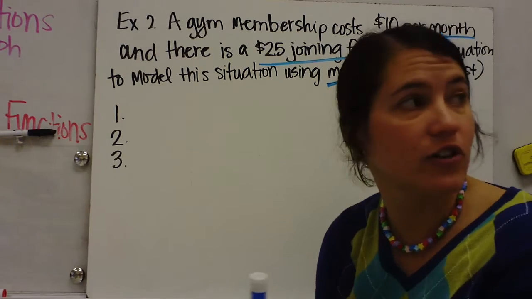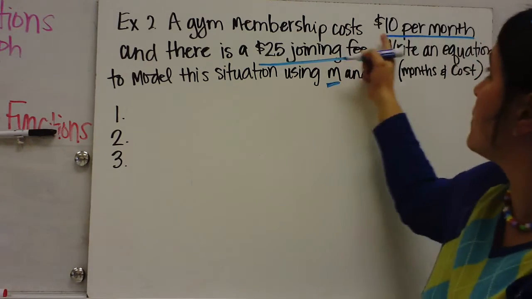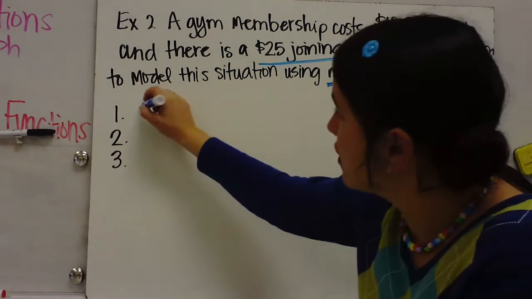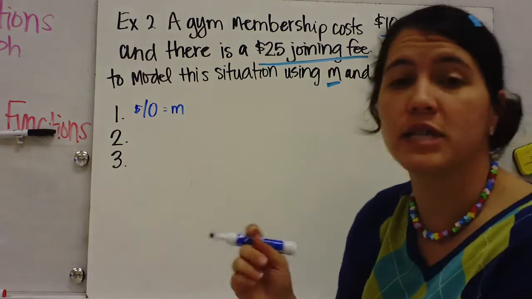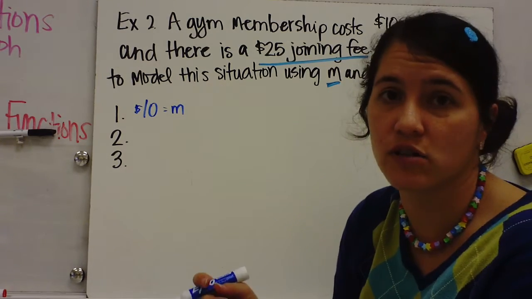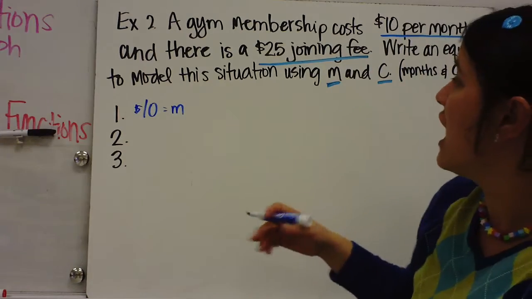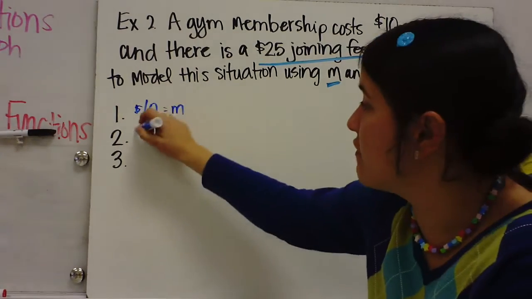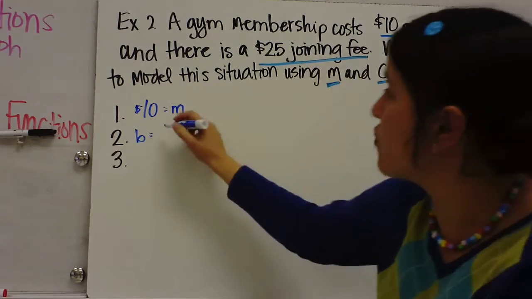So again, we have our 3 steps. The first one is look for the words per, each, every. So it says $10 per month, so that's going to be our slope, $10 per month. That's our slope, every month. 1 month is 10, 2 months is 20, 3 months is 30. The b, our constant value, our initial, our starting amount, is going to be this $25 joining fee.